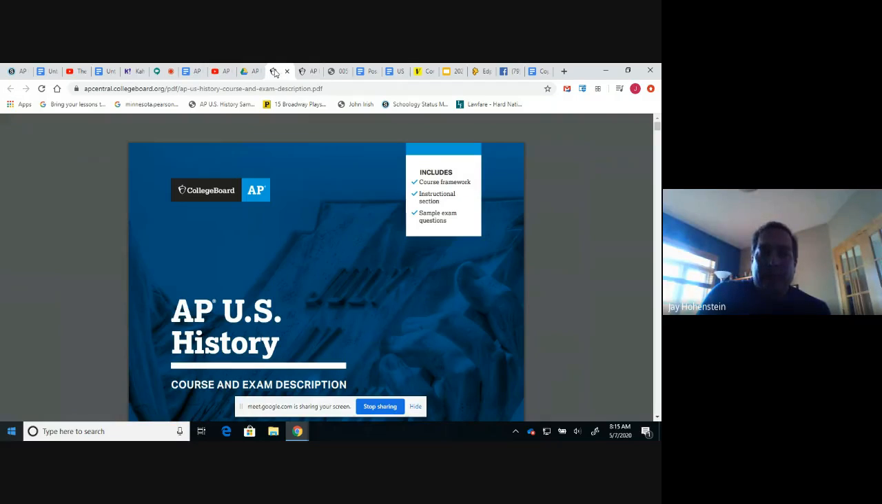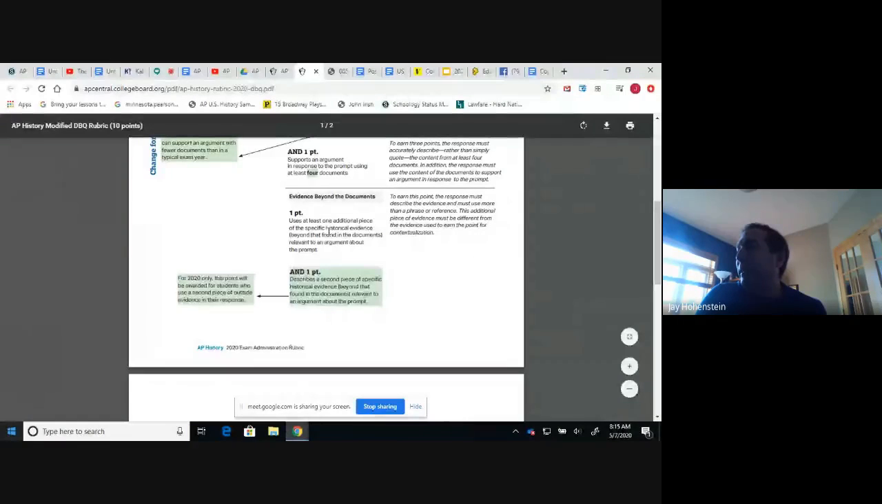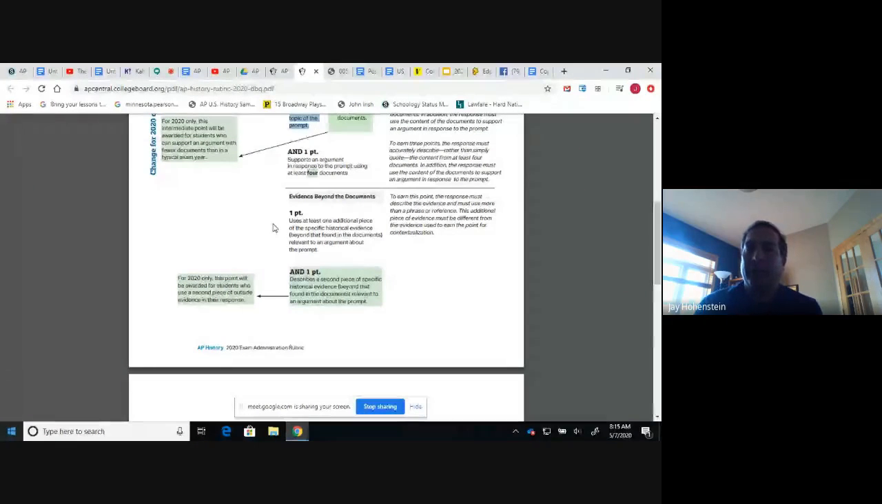With your rubric here, keep in mind that as you are working your way through, these two pieces of information right here are the points that are really going to be essential for you to earn your credit if you're planning on bypassing this class in college. You have the opportunity to introduce two additional pieces of outside information that are not found in the documents and actually use them to support your argument.